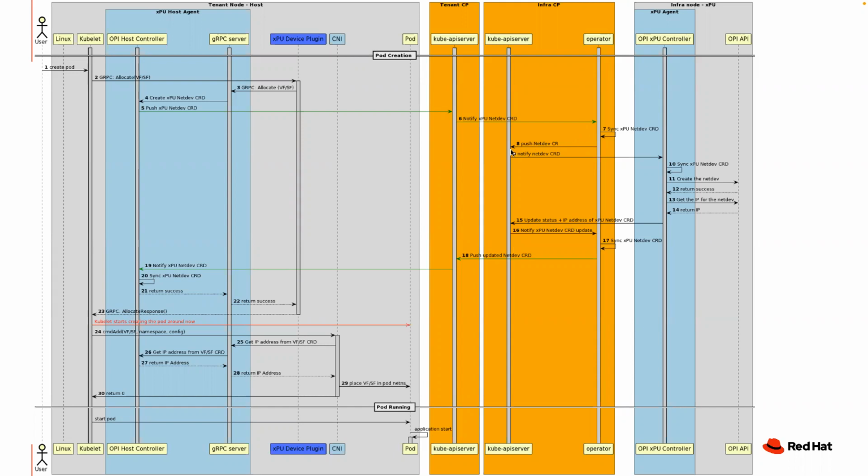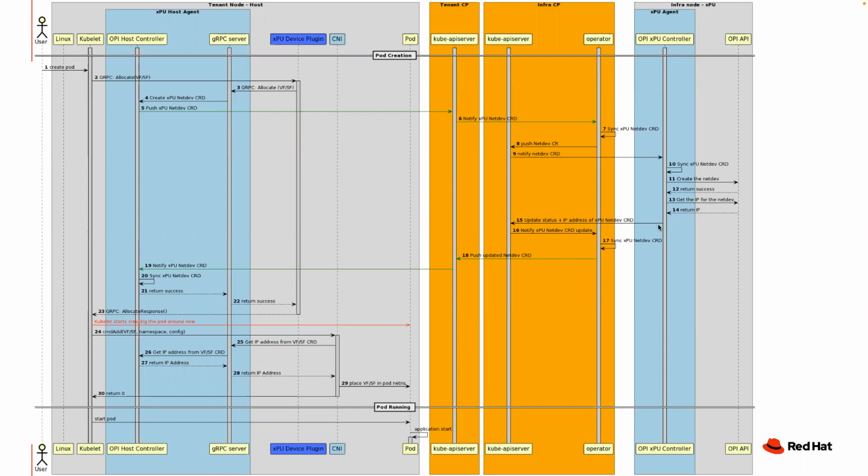So the operator pushes the CRD to the Kube API server on the infrastructure side, which will notify the controller running on the node that there's a NetDev CRD available for it to process. This is where it pulls it down and starts generating the OPI API calls to create the NetDev, but obviously these are physical resources, so it'll just set up the NetDev potentially. It will also ask the OPI API for the IP address for that NetDev. This is important because I'd like to keep the CNI on the host side as simple as possible, not even doing IPAM, so that the decision, or at least the IP allocation decision, is driven from the infrastructure side.